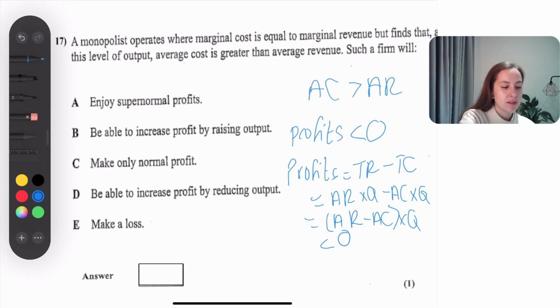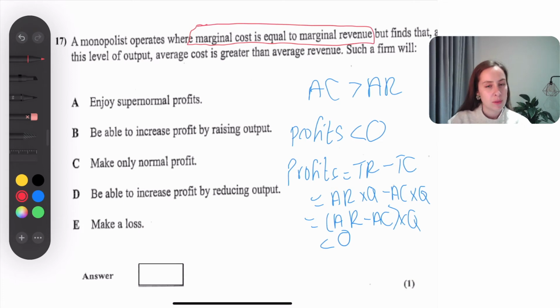Also, the question tells us that this company is profit maximizing. They have marginal costs equal to marginal revenue. This means it's a bad situation. They're making a loss, subnormal profit, but it's the best given their circumstances, so they're in a pickle. So they cannot change their profits to be any better. They are making a subnormal profit, not supernormal. Normal profit would be if it equals 0, so you're left with E.